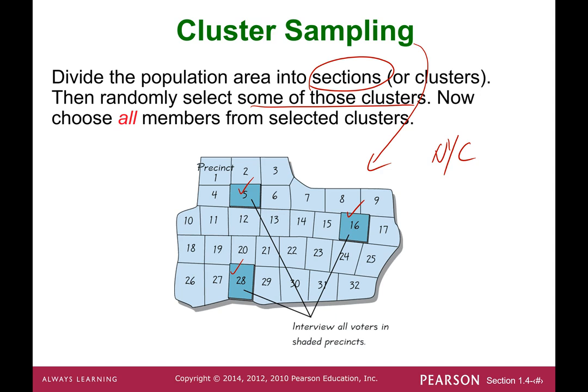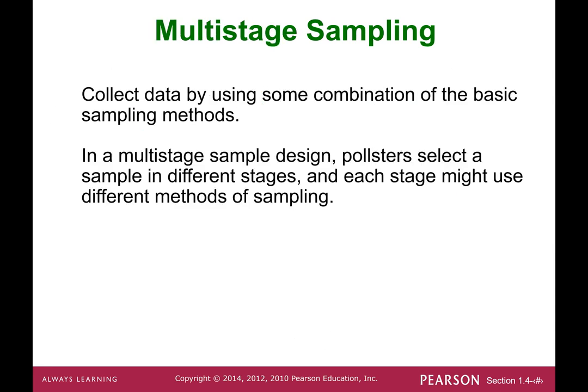Another example could be if you want to survey the New York City residents, you could divide into 5 boroughs, right? 5 boroughs, and you pick, let's say, Manhattan and Brooklyn, and then collect data from every resident from Manhattan and Brooklyn, and use that to represent New York City. And that's also what we call cluster sampling.